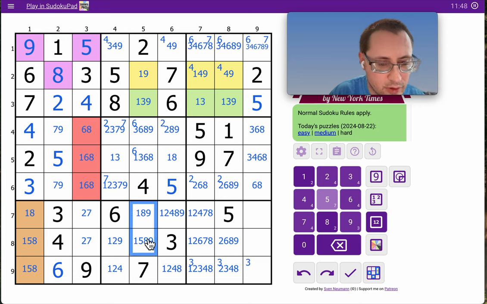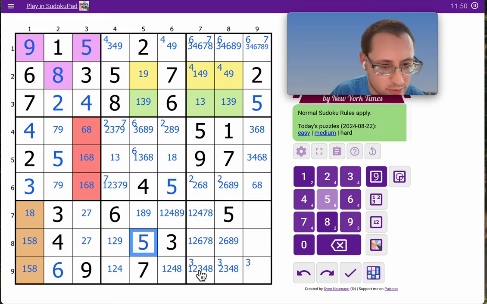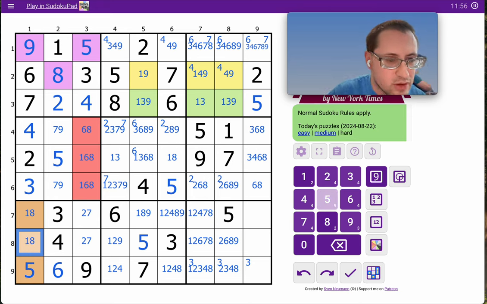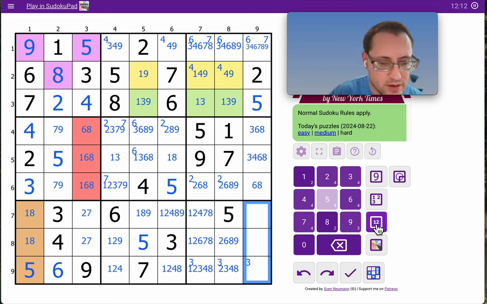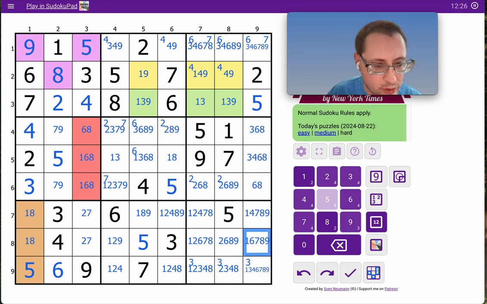Those two 5, 4, so 5, one of these 2. So 5 in region 8 is complete. So that can't be 5, and this one must be. No good. That one sees 3 and 6. This one, 3, 4, and 5, which is already gone.